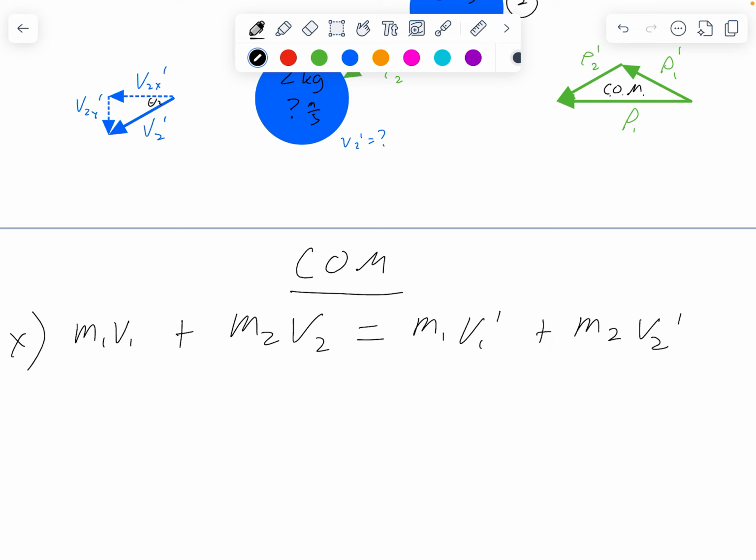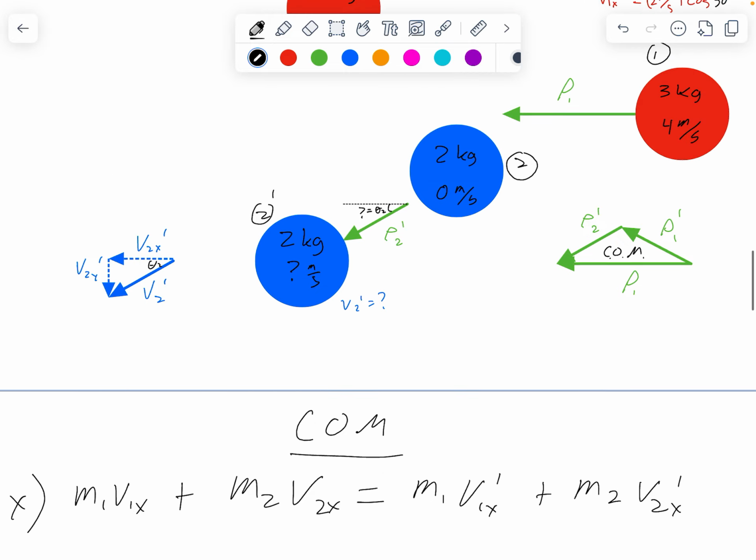Well, masses are just scalars. They don't have a direction, but velocities do. So if I'm working within the X or the horizontal direction, that means I have to work with the horizontal components of the velocity. So these all become little x's here. And that's it. That's how I modify the equation to look at one dimension only.